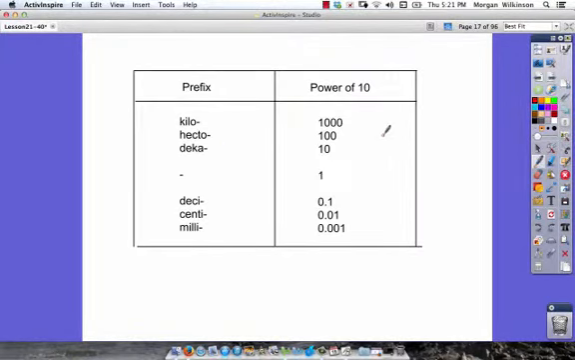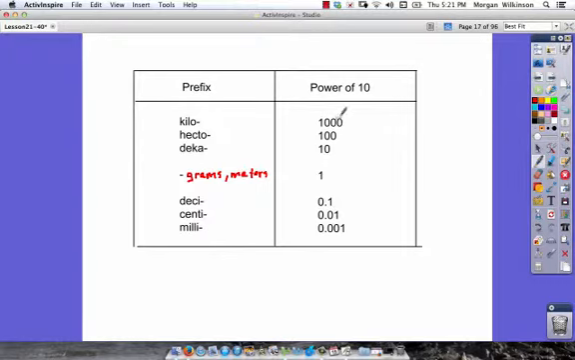This example is a table that you need to copy into your notes, and it gives us some different prefixes in the metric system. There's kilo, hecto, deca, and then there's the unit. Well, the unit could be grams, it could be meters. Those are some of the more common ones that we have in the metric system for mass and for distance. Then we have deci, centi, and milli.